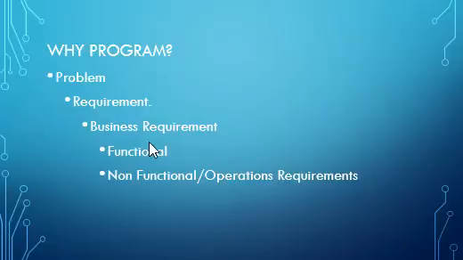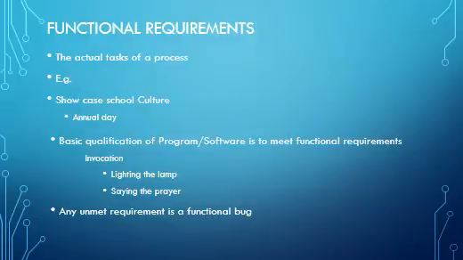There could be two kinds of business requirements, or rather two kinds of requirements from a developer's perspective, from your perspective once you become a programmer: the functional requirements and the non-functional requirements, which we can also call operational requirements. What is a functional requirement? A function is basically, as stated earlier, the actual task of a process that produces an output. So that's a functional requirement.